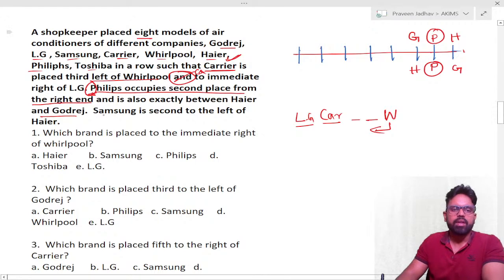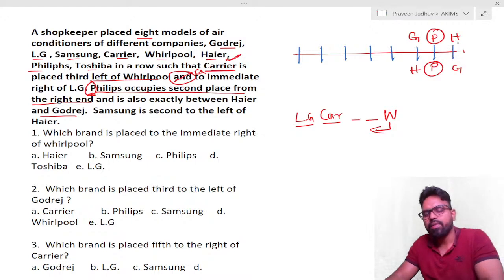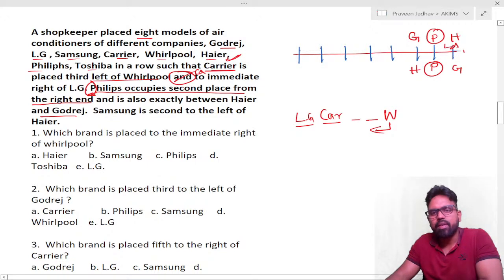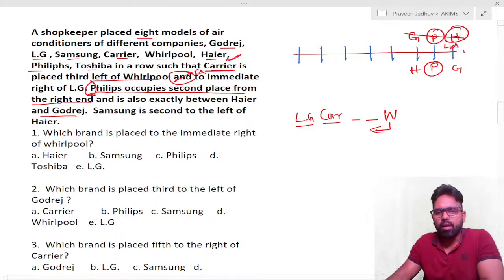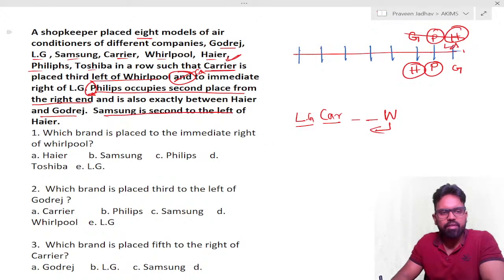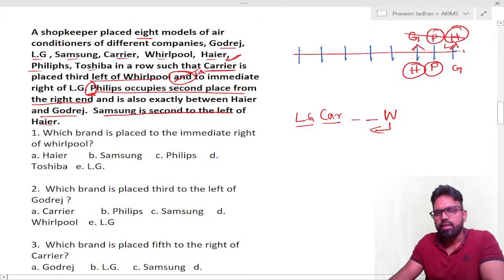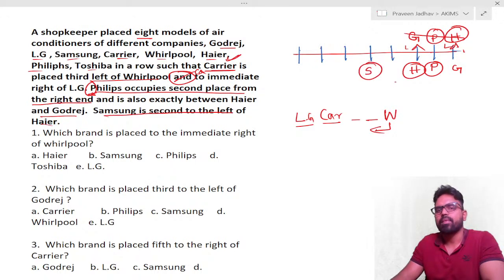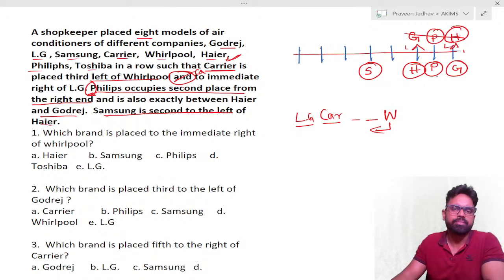No? No. Samsung is second to the left of Harrier. Now, this will be left. If Harrier was here, first to the left, second to the left. Okay, Godrej is already sitting. This cannot happen. Now, if Harrier was here, listen to me carefully. Samsung is second to the left of Harrier. Left of Harrier, first to the left, second to the left. Who is there? Samsung is there. It was not possible in the above case. So Harrier has to come here, Godrej has to come here.